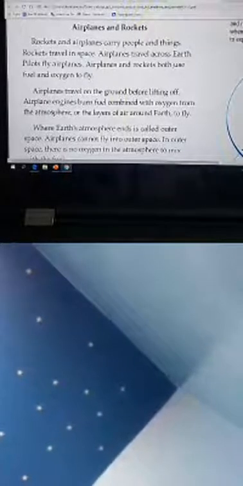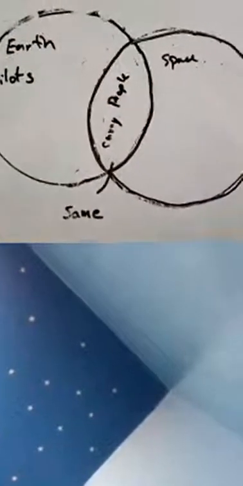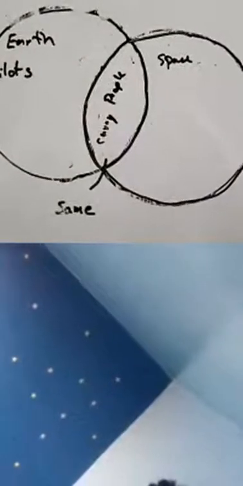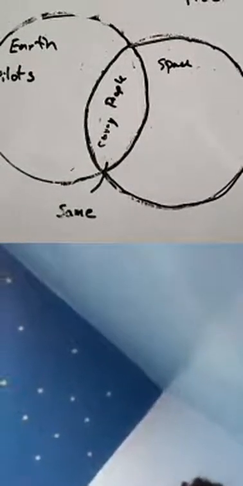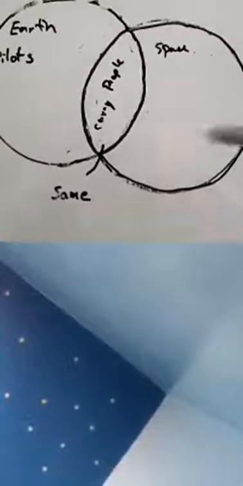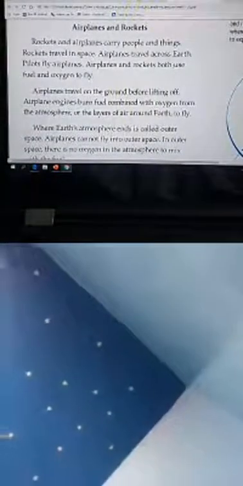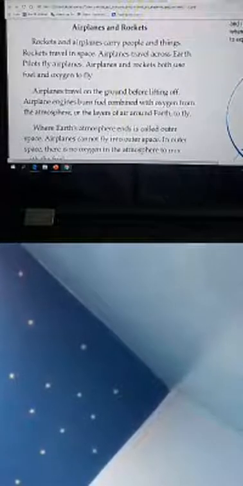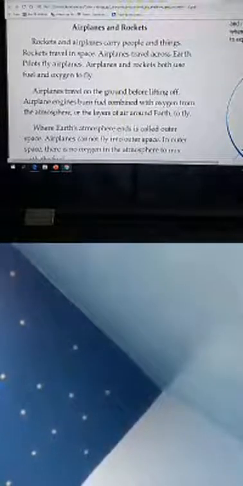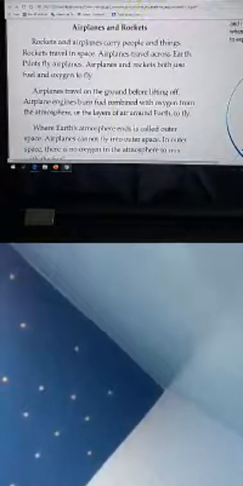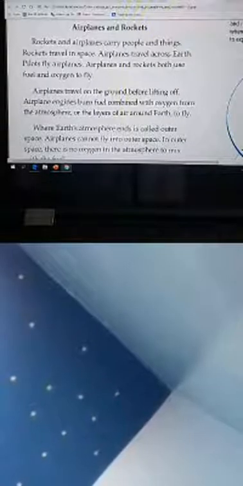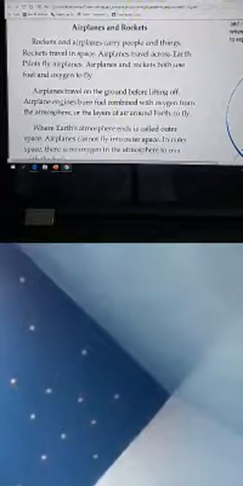And on our Venn diagram, where are we going to put it? In the same. In the box that says the same. Good, Kayvon. And what are we going to write in that box, in that space? They both use fuel and oxygen. Fuel and oxygen. Okay. Good, Kayvon.